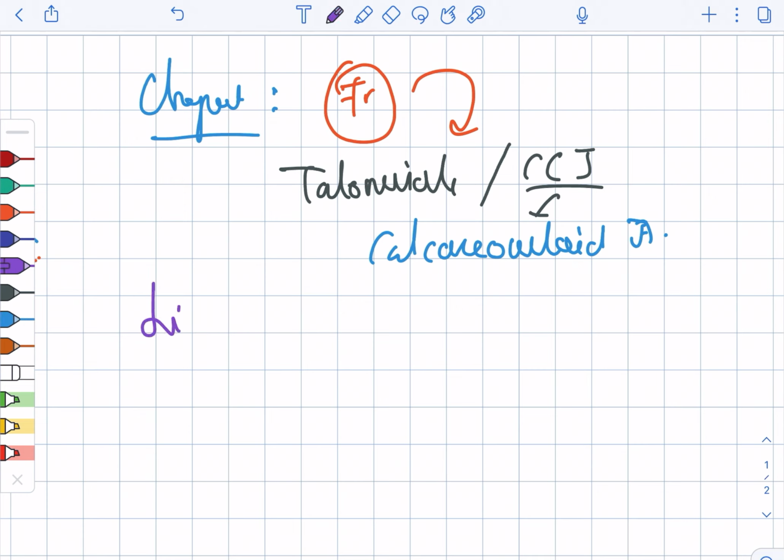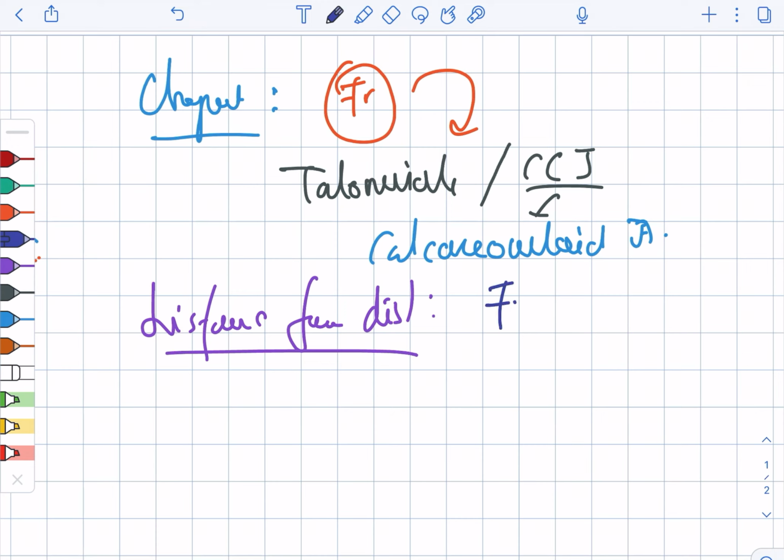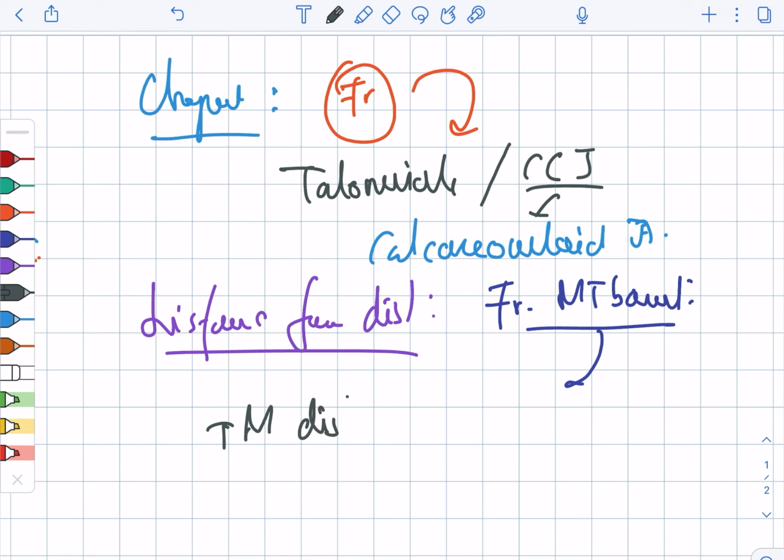Next we are looking at the Lisfranc fracture dislocation. So in case of Lisfranc, it's a fracture of the metatarsal bases, with the associated tarso-metatarsal dislocation. This is the tarso-metatarsal dislocation.